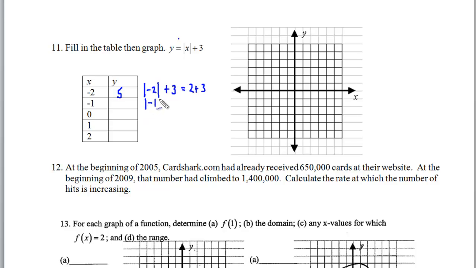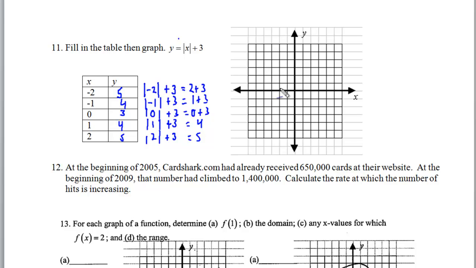The absolute value of -1 plus 3 is the same thing as saying 1 plus 3, so the answer is 4. And the absolute value of 0 is 0. The absolute value takes the positive distance of all these things, so that is going to be just 0 plus 3, which is 3. But when we start to go now to 1 and 2, it's going to be the same answers as over here, because the absolute value of 1 plus 3 is going to be 4, because the absolute value of 1 is 1, and the absolute value of 2 is 2, plus 3 is 5. So we have 5, 4, 3, 4, 5.